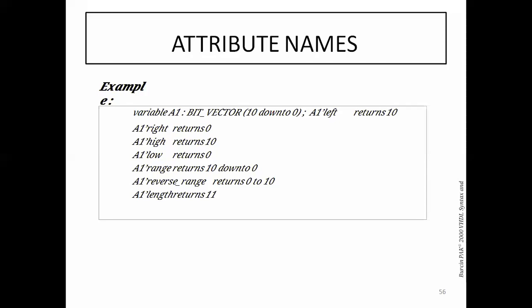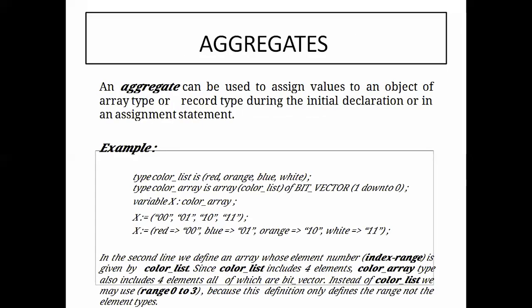A1 colon high. What does that mean? Whatever the highest value within those 11 elements, you will get that highest value. Okay. Then similarly for range, reverse range, and length, you will get the respective data within that range.